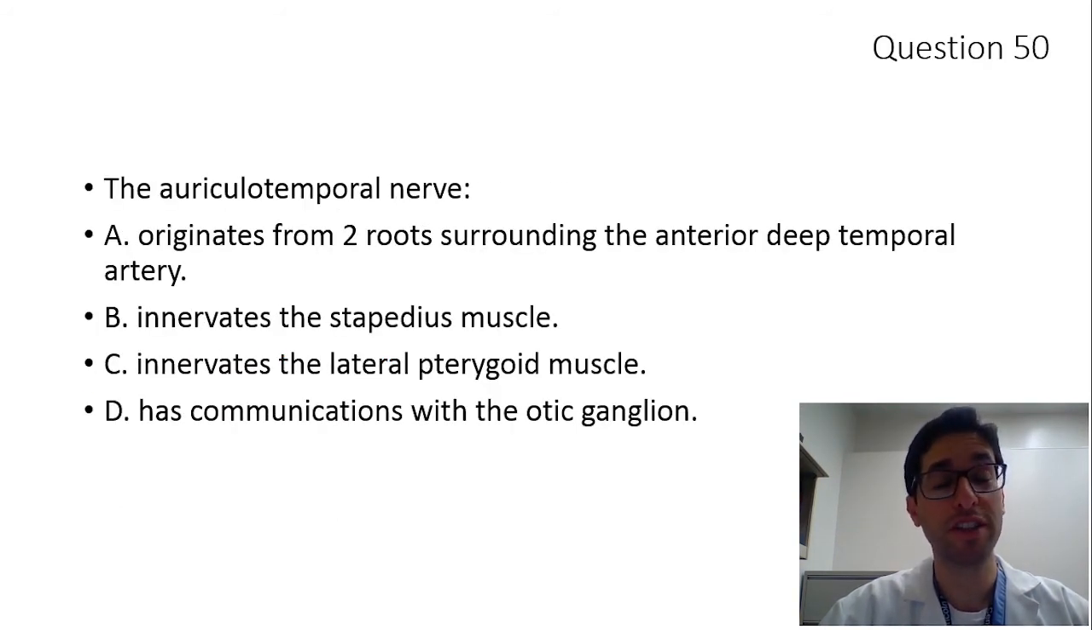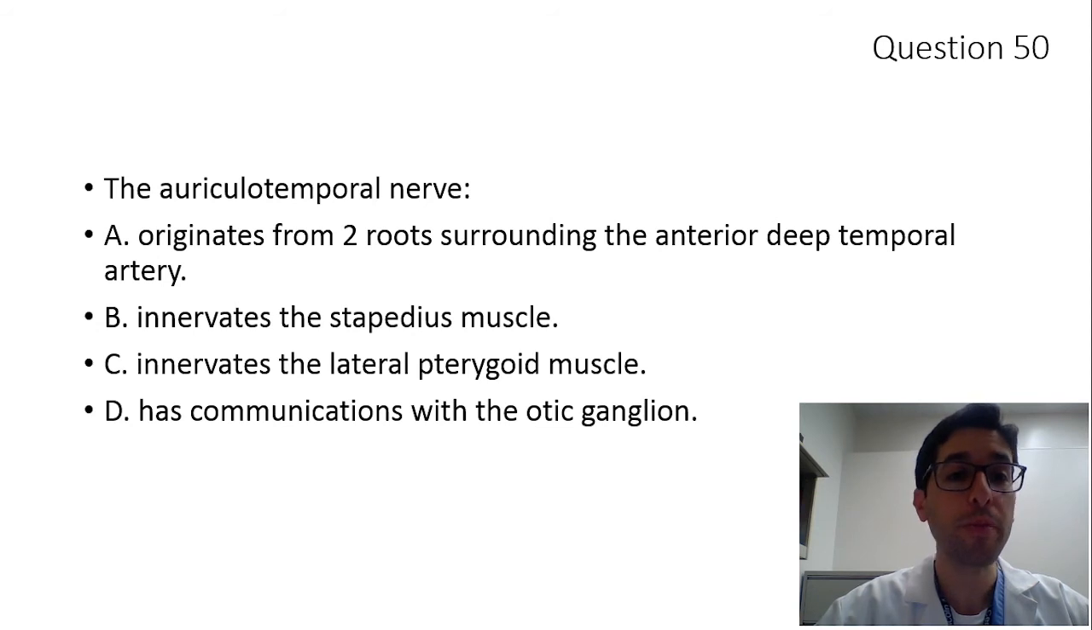This is a tougher question about the same nerve. Which one of these is true? Does it originate from 2 roots surrounding the anterior deep temporal artery? That's close. That's a really tricky one. The answer is no, it's not that. Does it innervate the stapedius muscle? No, it's not that. This is an old anatomy fact that I still remember. The facial nerve innervates all the muscles of facial expression plus the stapedius. It was like the outlier. If you remember that big graph when you were in anatomy class, the stapedius was innervated by the facial.